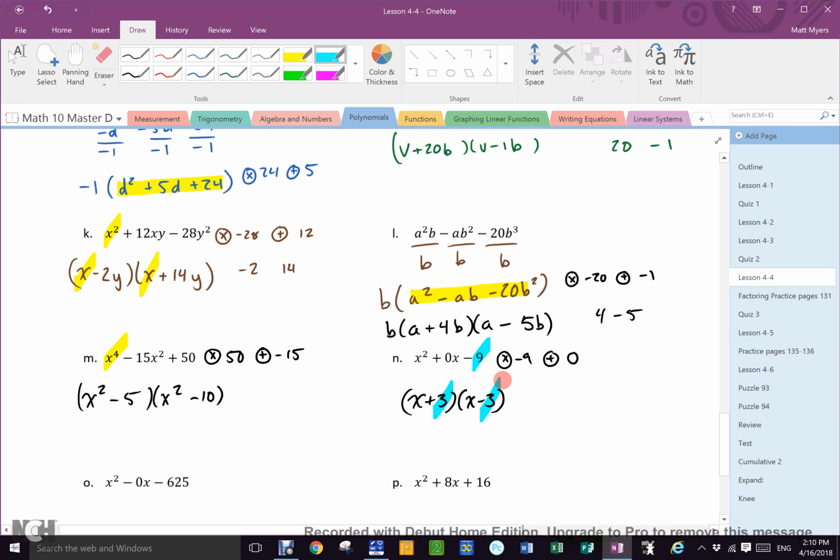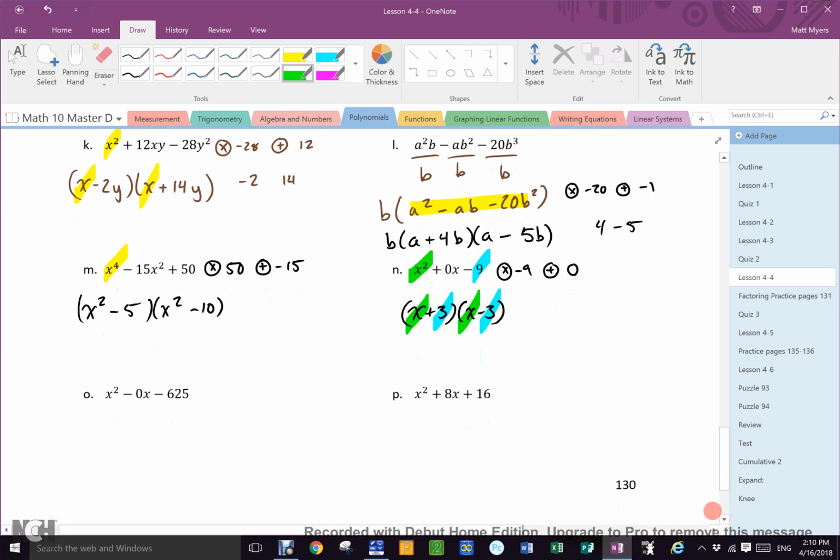It's a square root, isn't it? And is there a relation between x squared, x, and x? What is it? Square root. So let's have a look at O. Apply your knowledge. What do you know about x squared? It's going to break down to x and x, right? What do you know about 625? It's going to be a square root. What is it? 25. Plus 25 minus 25.